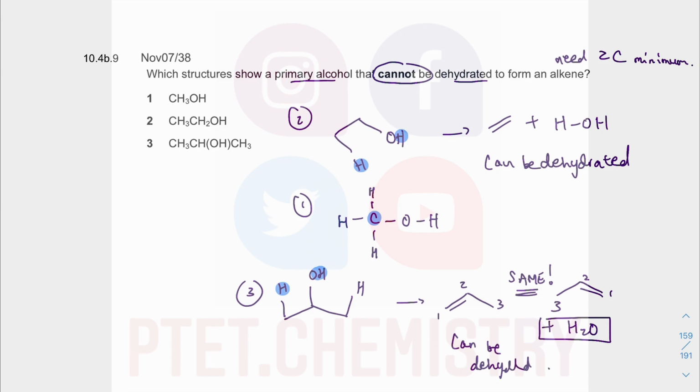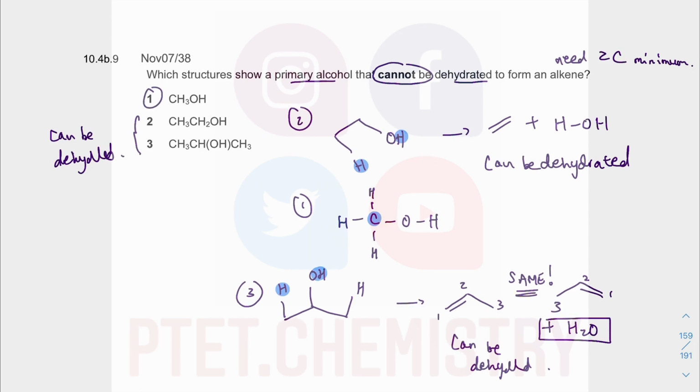So what am I looking at? So this one can be dehydrated. So 2 and 3 are incorrect. So 1 cannot be dehydrated, as I mentioned, because you only got 1 carbon, you can't form an alkene with 1 carbon. Only 1 is correct. So D is the answer. Anyway, recover in time. All right.